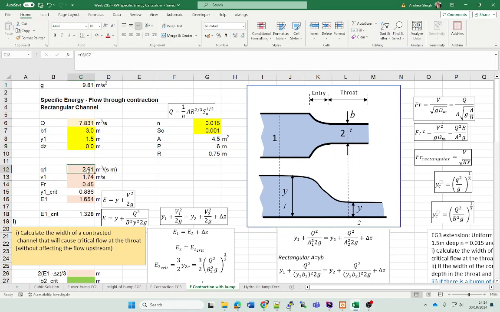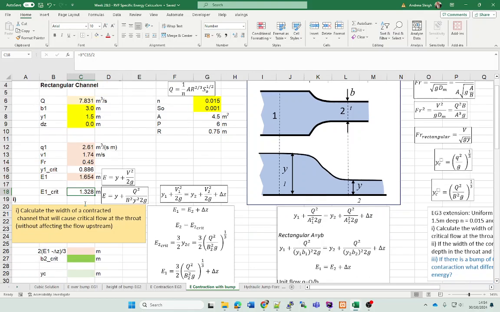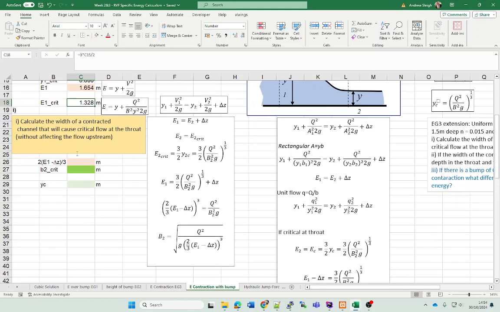I have to first of all calculate these other intermediate values, lowercase q1, v1, Fr1, 0.45, so it's subcritical. Calculate the y crit at this point. Y crit is below y1, so subcritical. Calculate E, the energy in the flow at this point, 1.65 meters, and energy crit, which is 1.3. Critical energy is below the energy we have, so it's subcritical.